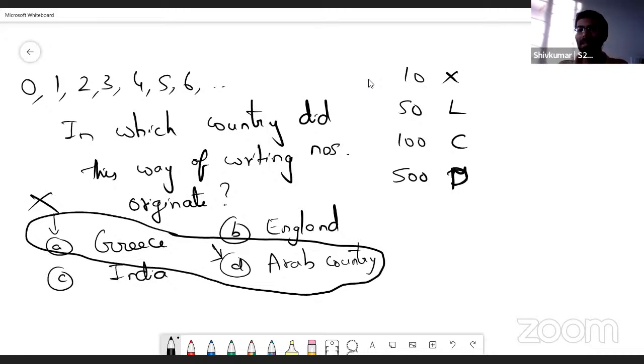So in Roman numbers, you're forced to come up with new symbols, right? Sir, 1000 is M. Okay, darling, this will do for now. But if someone is asking what was zero in Roman numbers? The thing is, Romans did not have zero.